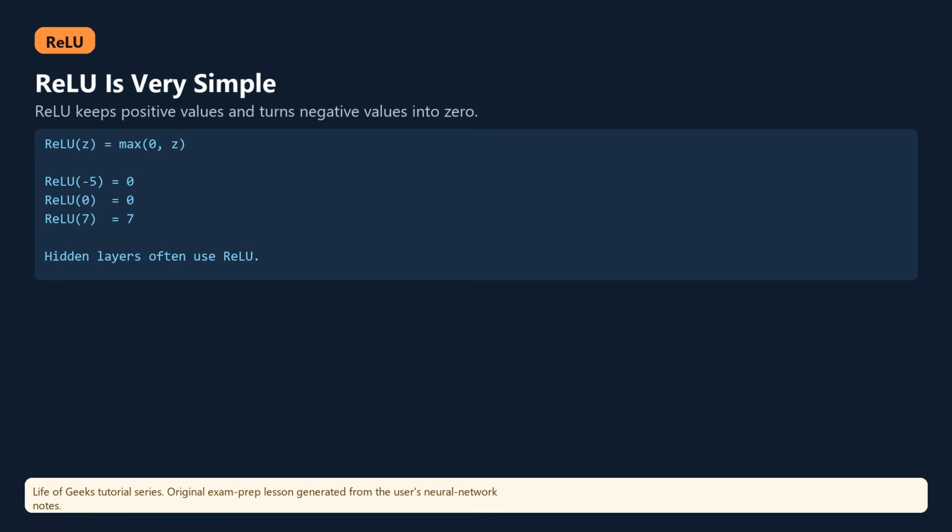Why is ReLU popular? It is simple, fast, and helps reduce the vanishing gradient problem compared with sigmoid and tanh in many hidden layer settings. In an exam, if you see a hidden layer with activation equals ReLU, that is normal. If you see a binary output layer, sigmoid is more likely. If you see a multi-class output layer, softmax is more likely. Matching activation to task is a common practical question.